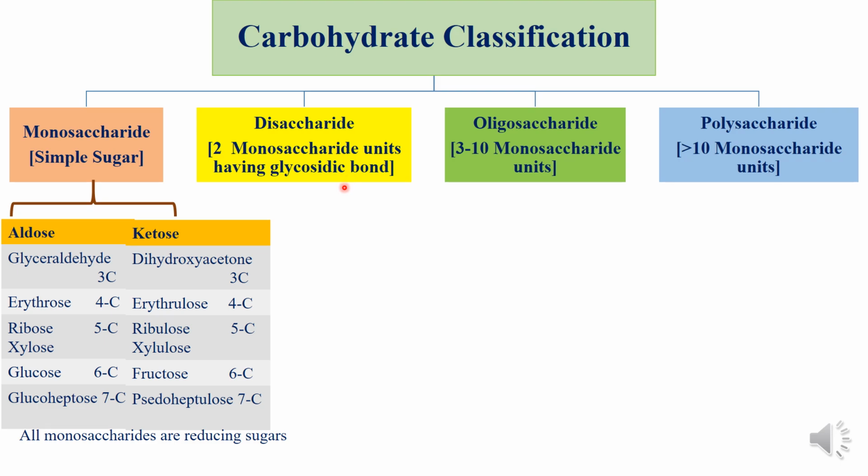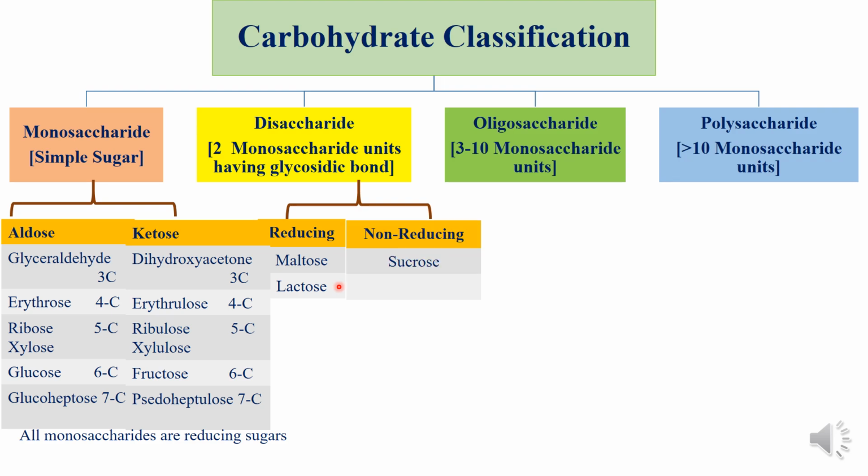The disaccharides are further classified as reducing sugars, example maltose, which is found in malt, and lactose, which is found in the milk and it is known as the milk sugar. The non-reducing sugar example is sucrose, which is the table sugar that we consume. The oligosaccharide examples include raffinose, stachyose, verbascose, and maltotriose.